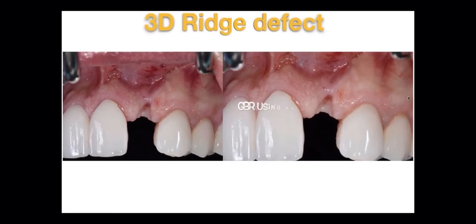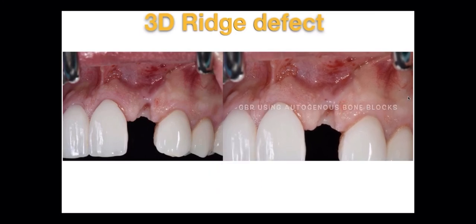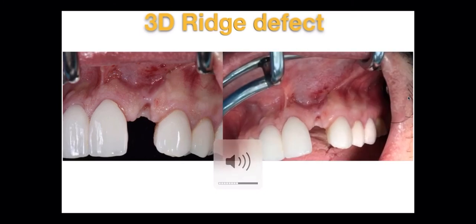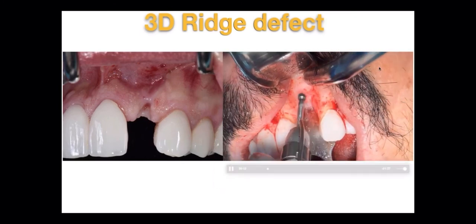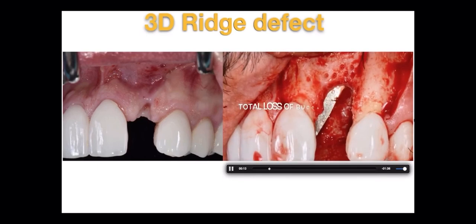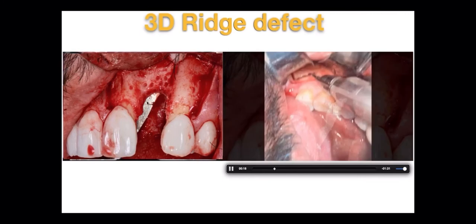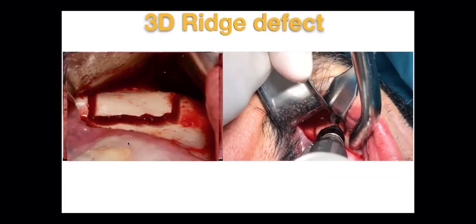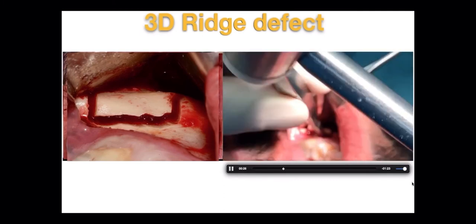So that's another case where we had a 3D ridge defect, like I showed you at the start. We have the buccal and the palatal walls missing. Okay, you can see here that the buccal and the palatal walls are not existent. So we went first to the ramus area. We removed an onlay block graft from the ramus area.